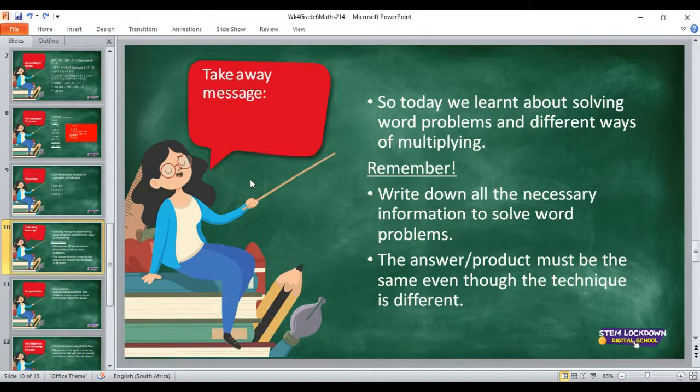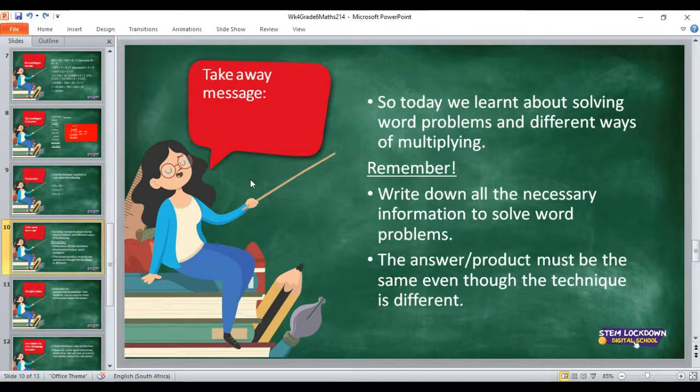With word problems, always remember to write down all the necessary information that is going to help you to solve your word problem. We must always remember to write down, before our calculation, all the necessary information. Remember, we said we must write down what we are given, what we know, and what is being asked, or rather what we must find from the word problem.